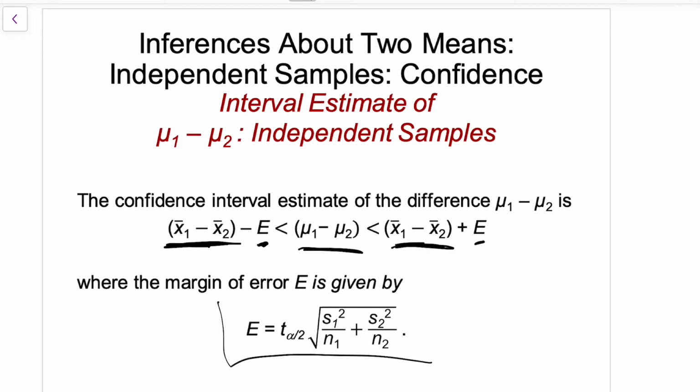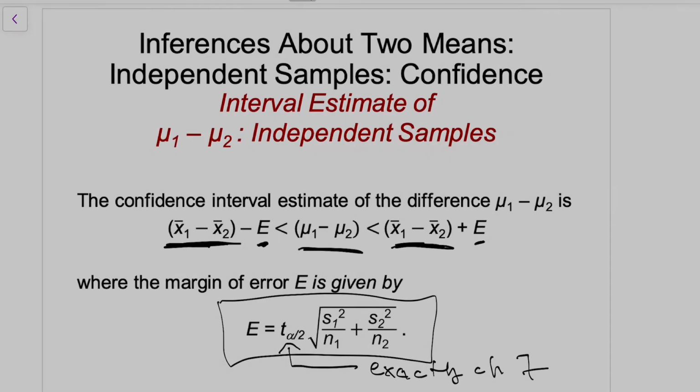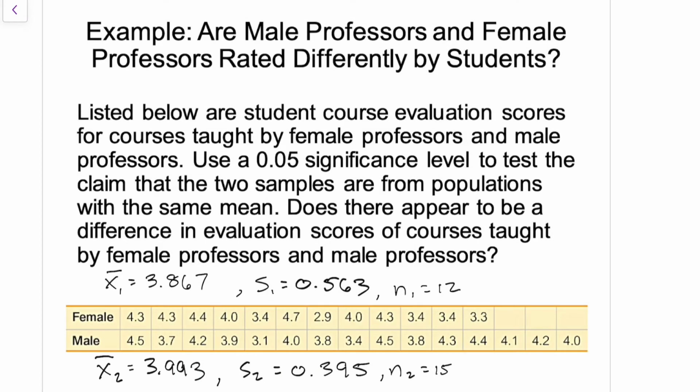And down here, we see our margin of error formula, right? Everything we will have from the problem, the only thing we may have to compute again is this t sub alpha over 2. But we compute this exactly the same as in chapter 7, right? That t sub alpha over 2 will be computed exactly the same way. Let's look at an example.